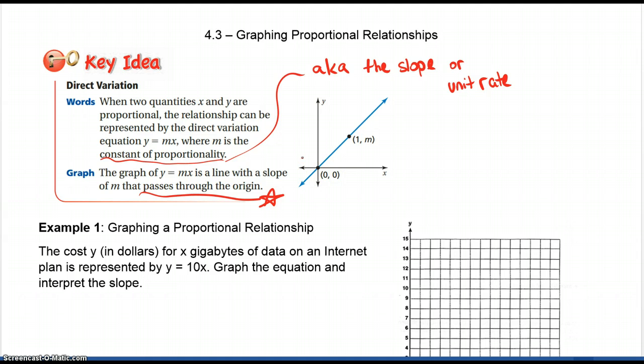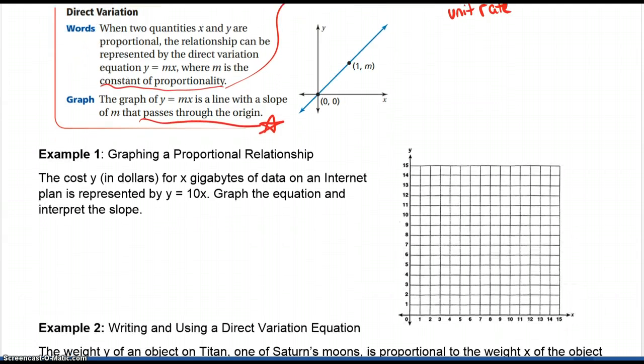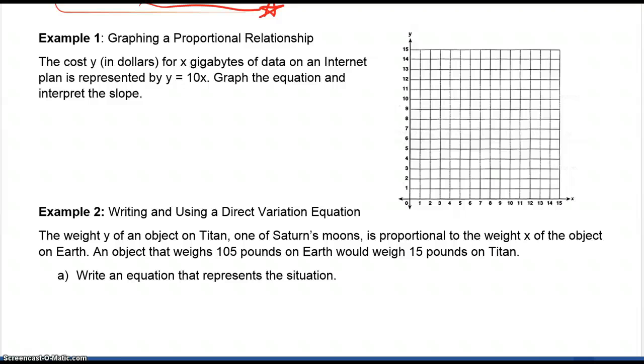So let's go ahead and start looking at a graph. And I apologize if your notes aren't as neatly arranged as these. I think the spacing got messed up on yours. So this says the cost y in dollars for x gigabytes of data on an internet plan is represented by this equation. Graph the equation and interpret the slope. So the first thing we want to do, I'm going to start getting our graph set up. Why don't you do that? Pause, put a title, put a label down here and a label over here, and then come back.